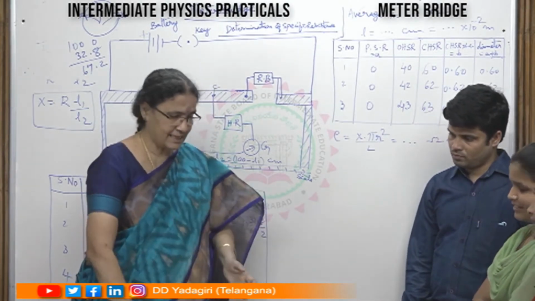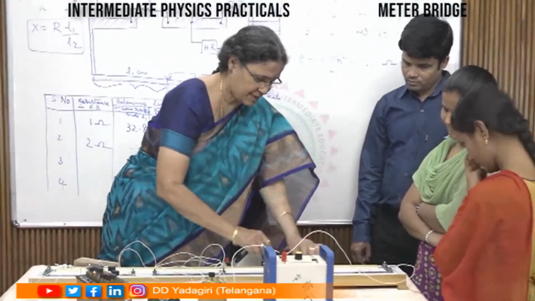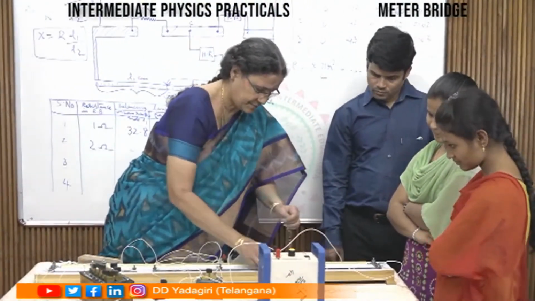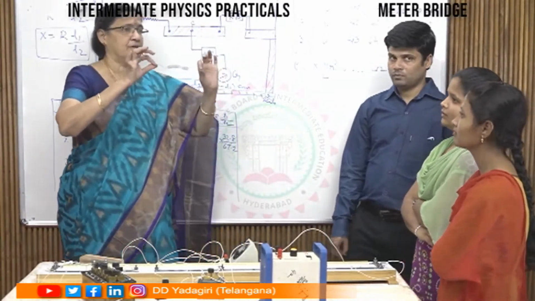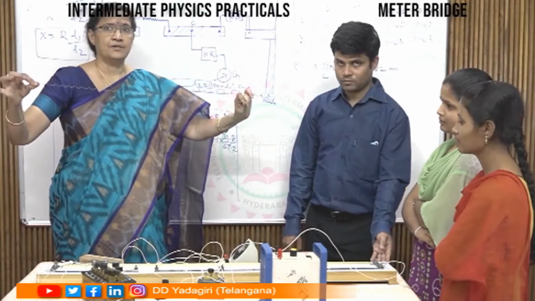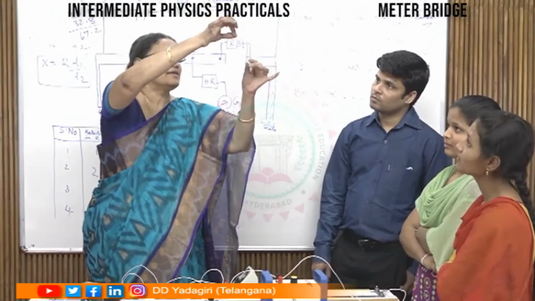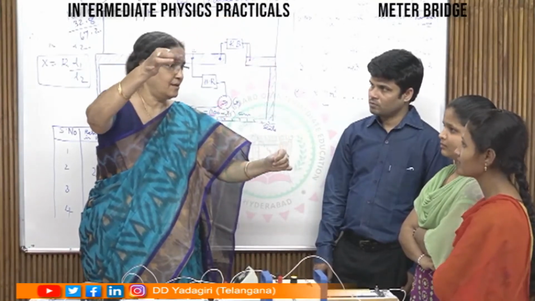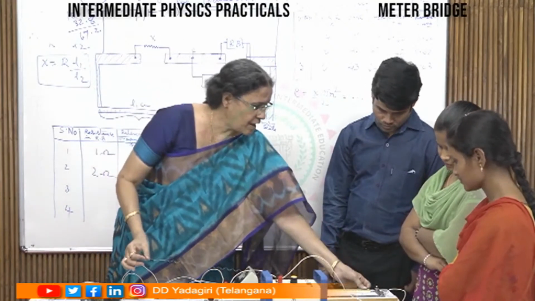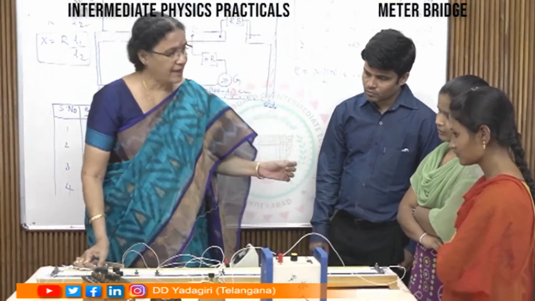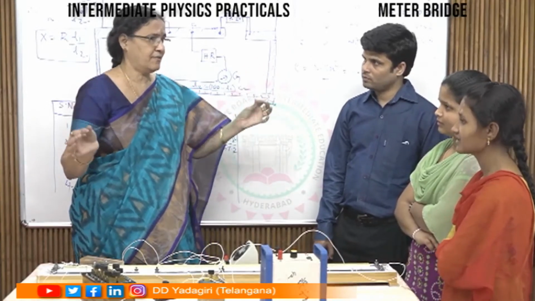So L is the length of the wire. What you will do is, I'm just taking it out. You stretch it, and it should not be like this. If you have it like this, the length will be incorrect. So stretch it straight from the starting point 0 to where the end point is. That gives you the length of the given wire.